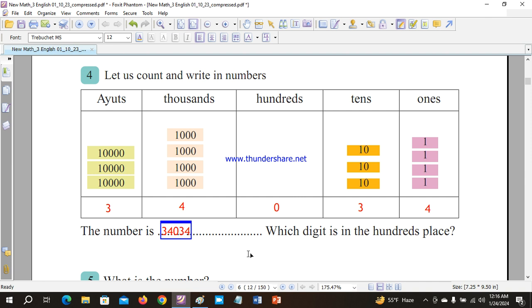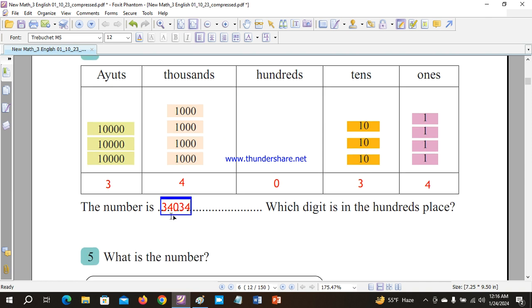Which digit is in the hundreds place? In the hundreds place, 0 is the digit. 0 is in the hundreds place.